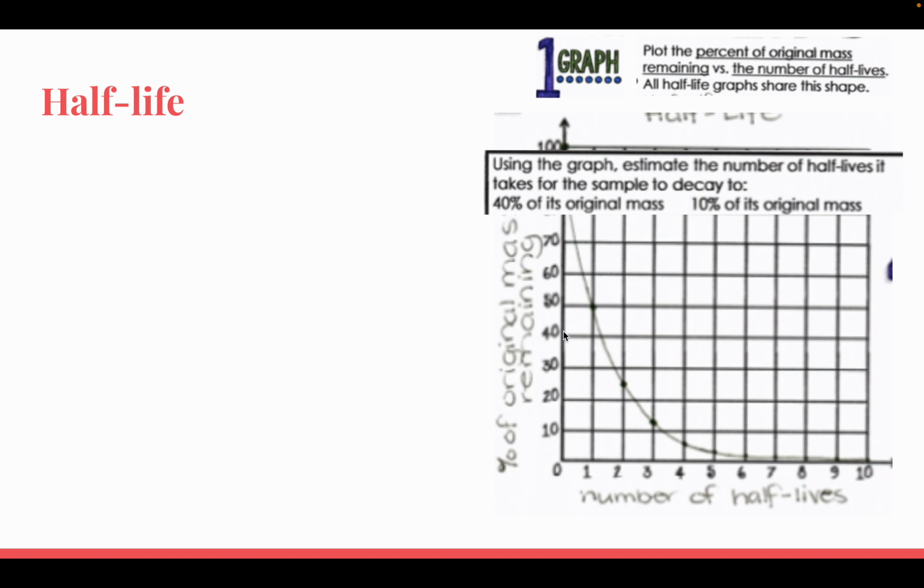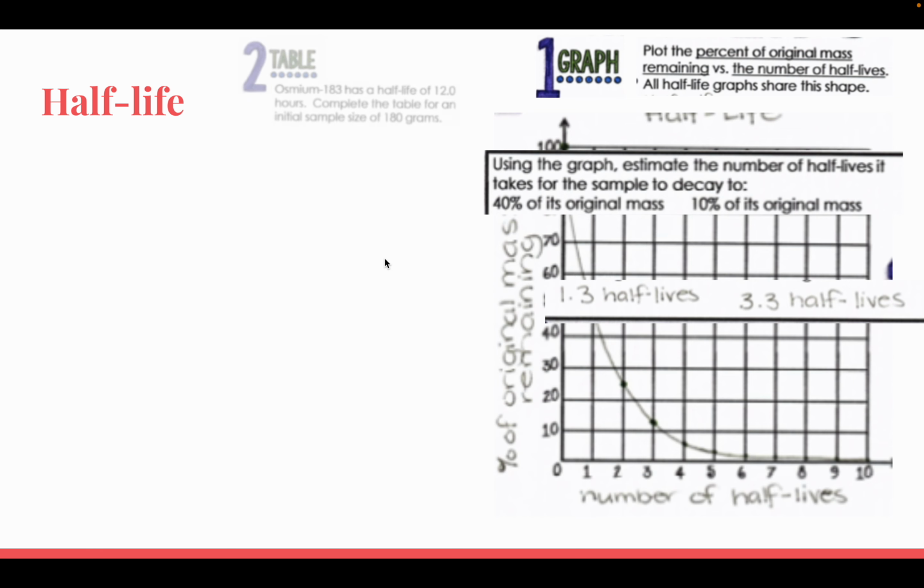Well, I just go to my axis, percent of original mass remaining. There's 40. I go over to the line. It's a little past 1 half-life, but not quite 2. Not quite 1.5 either. So I'm going to say 1.3. To get 10% of a sample, again, I'm going to go over to the line. It's a little past 3 half-lives, so it's been cut in half at least 3 times, but not quite 4. You can see there's your potential answers there.